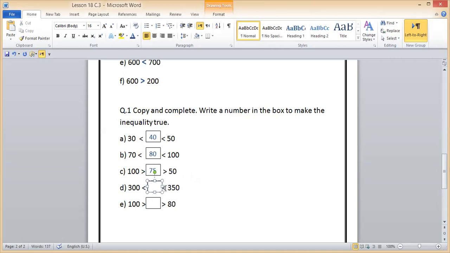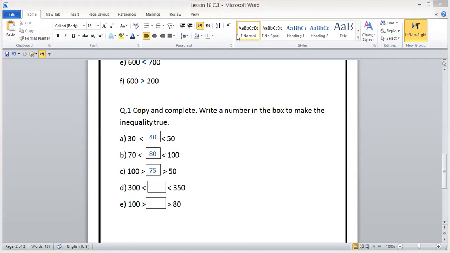Any other number? Yes, 340, that's the correct answer. Except 340, what else can you write here? 330, 320. There are too many numbers you can write, okay? The number should be between 300 and 350.